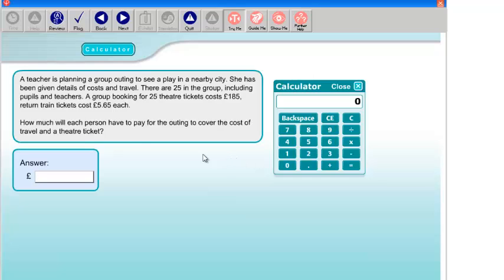So the other way of doing this question would be to start with the train tickets at £5.65 and times that by the 25 people, giving us £141.25, and then you add the group ticket cost of £185, giving £326.25, and you would divide that by the 25 people. So a bit long-winded, that one, but you still get the £13.05 total cost per person. So either way you still get the same answer.